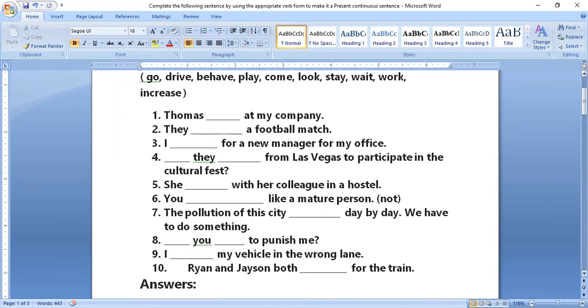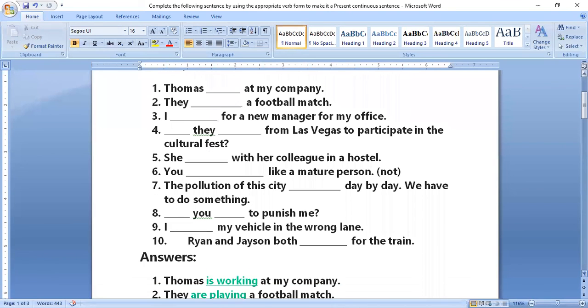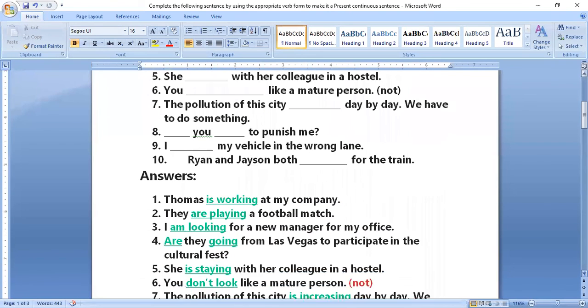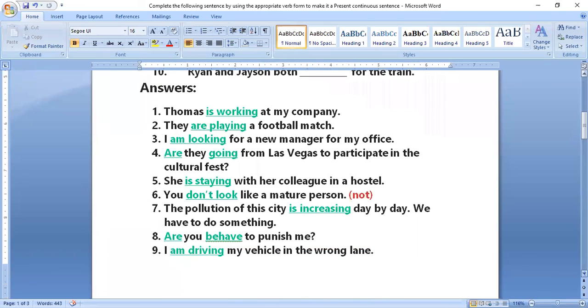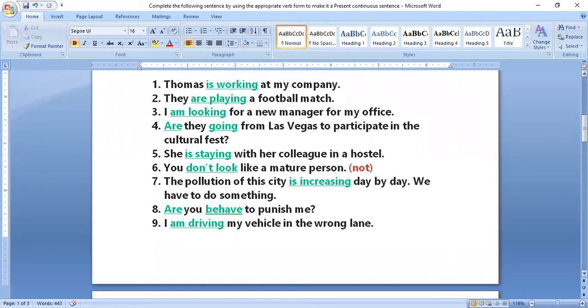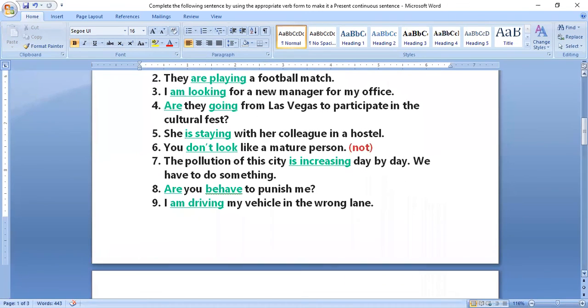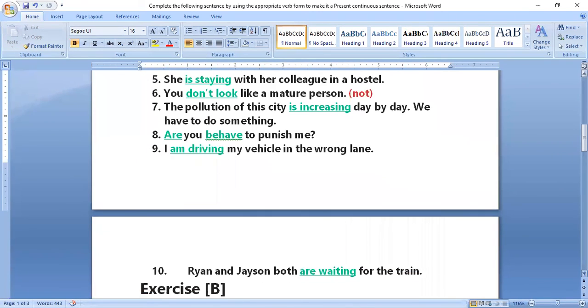So I hope you understood this, and once you find the answers here, whether your answers are right or wrong, you can check. Okay. I hope you understood.